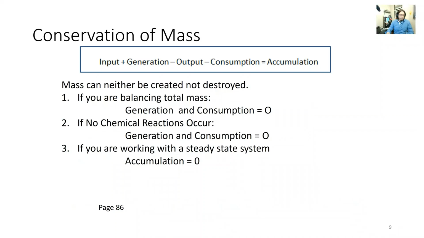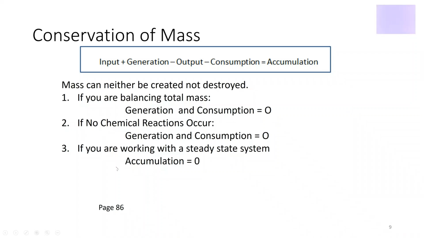Conservation of mass is the guiding principle of mass balance problems. Mass can be neither created nor destroyed, so if you're balancing total mass, generation and consumption equal 0 if no chemical reactions occur. Chemical reactions will occur later, but for these early problems, we're talking about non-reactive material balances. If no chemical reactions occur, generation and consumption equal 0.